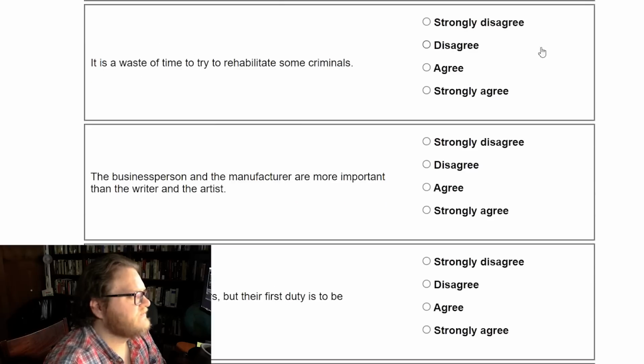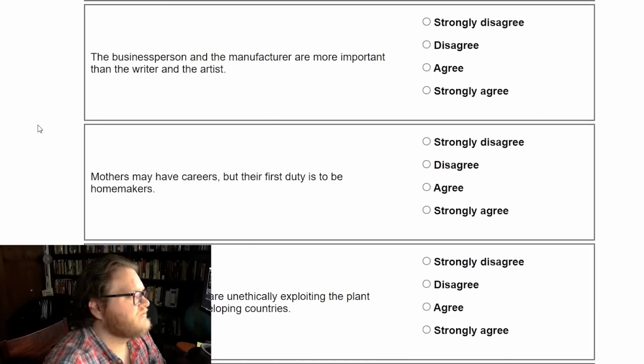It is a waste of time to try to rehabilitate some criminals. Disagree. I think if they are capable of rehabilitation, it should be tried. The business person and the manufacturer are more important than the writer and the artist.